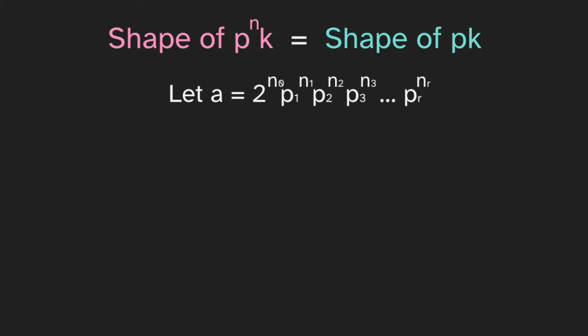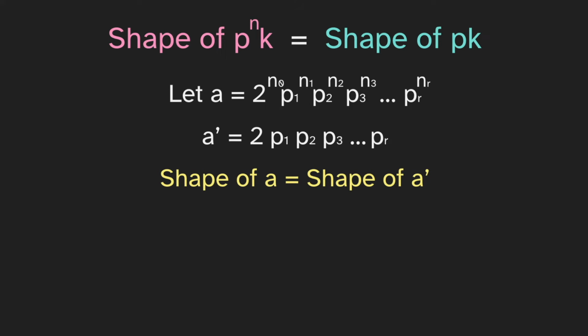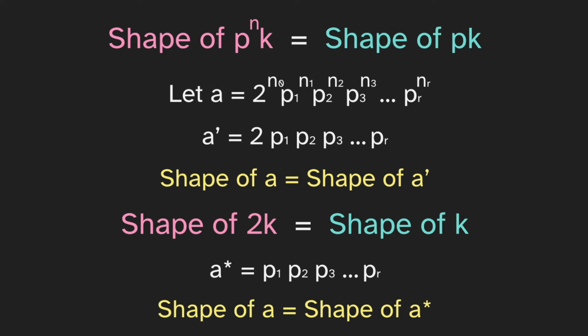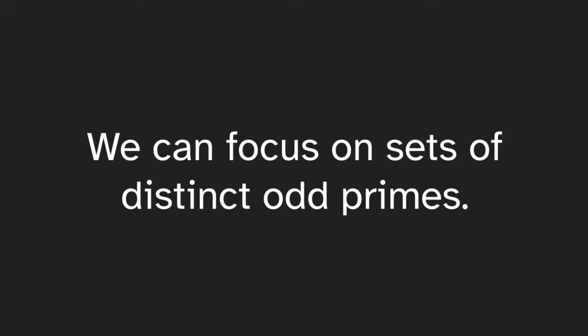Which means that if we let a have this prime factorization, and then a prime be just one power of each of those primes, then the shape of a equals the shape of a prime. And we can show that by recursively using the fact at the top. Using the equivalence of the shape of 2k and the shape of k, we can show that if A star is only the odd primes, then the shape of A equals the shape of A star. And this means that if we want to study the shapes for all integers, we can focus on sets of distinct odd primes. Okay, well maybe what's the first thing to look at?